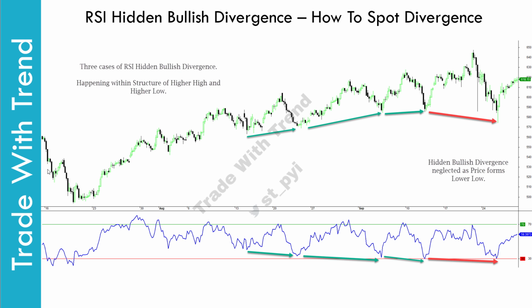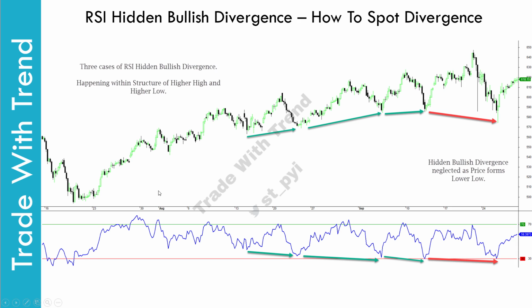Now let me show you how to spot high probability RSI hidden bullish divergence signals. One of the most common mistakes committed by traders is to trade every divergence signal that shows up on the chart. This should be avoided. Without a structured approach on how to trade divergence, you will simply end up taking unnecessary losses on your account. Now, look at the chart in front of you.